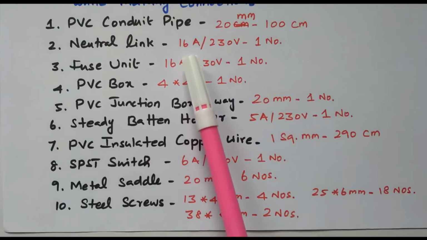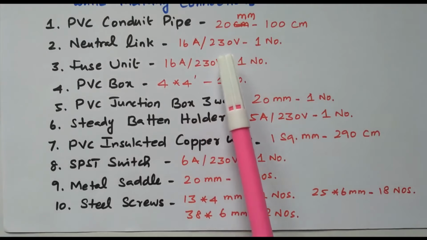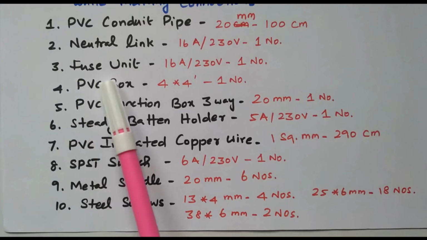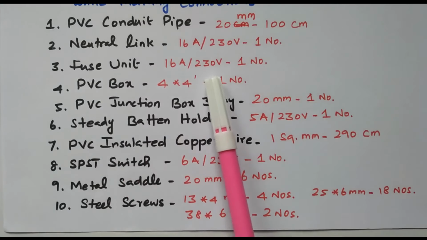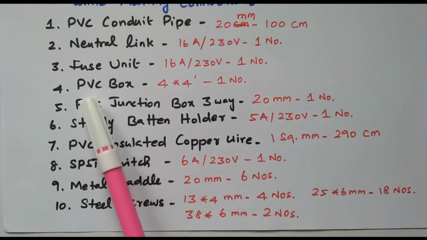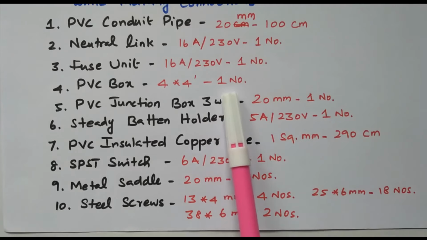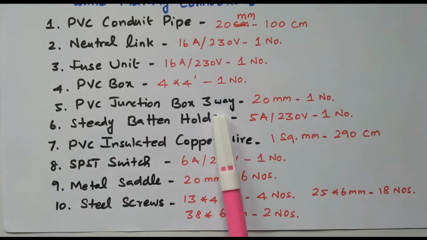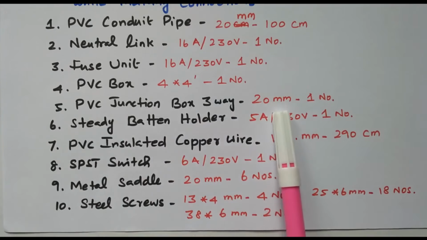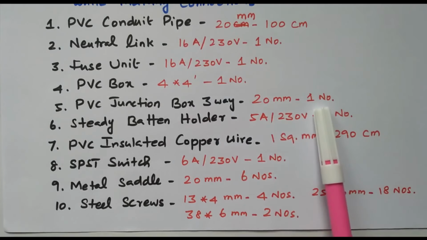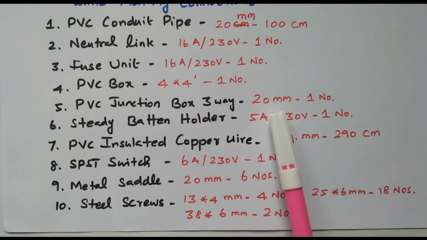The neutral link what we need is 16 ampere 230 voltage 1 number neutral link. The fuse unit what we need is 60 ampere 230 voltage 1 number. Then PVC box 4 into 4 inch 1 number is required. Then PVC junction box 3-way, 20 millimeter. The PVC pipe is 20 millimeter, so that box also 20 millimeter junction box 1 number. One side we are using supply, second side we are using the switch, third side we are using the bulb, so that we need 3-way.